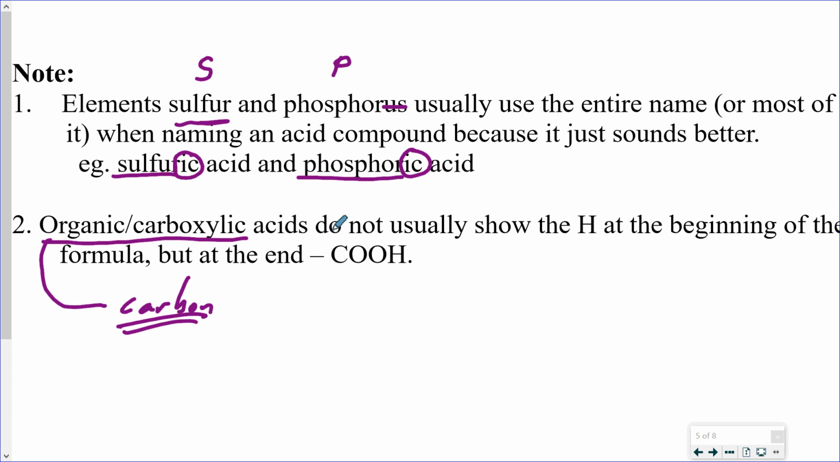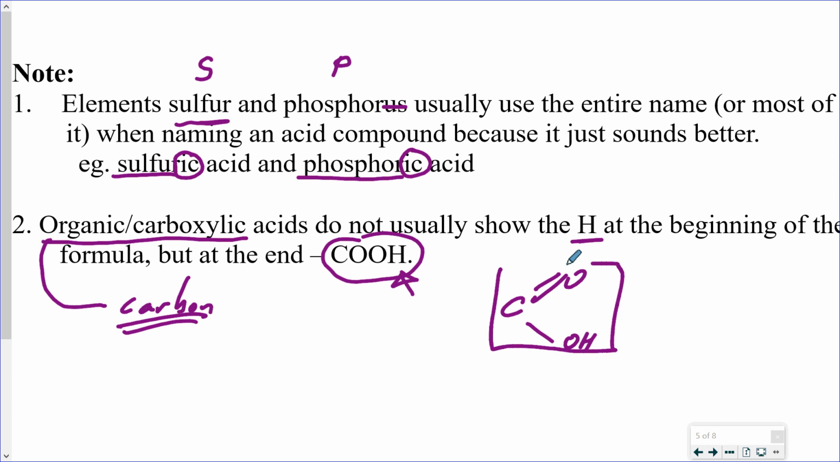So for these ones, what you're looking for is this ending. Usually the hydrogen is not in the front, it's at the end, and this is it right here at the end of this COOH. So kind of look for that. Sometimes it's drawn out a little bit differently like this. And this here is going to be a carboxylic acid. So it's this hydrogen and this one that are going to actually form the protons when they're dissolved in water.